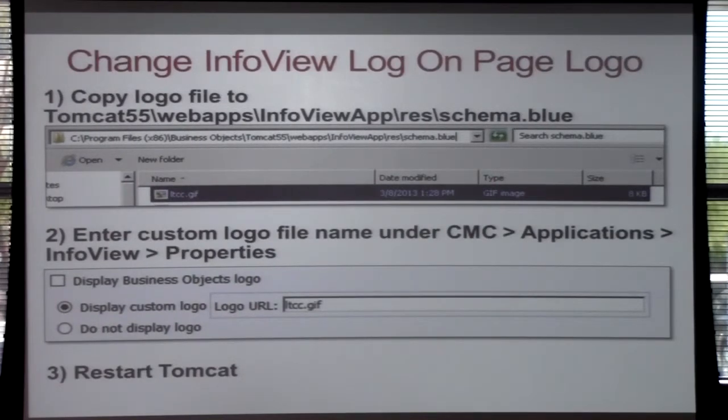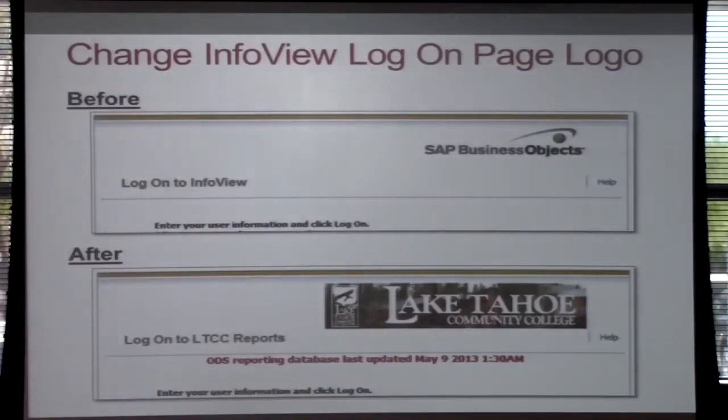So move the file into that location, change the file name in the CMC, and then this is what the before and after picture looks like. By default, you're going to get that SAP BO logo, which is shown at the top. And then once I made that change, our Lake Tahoe Community College logo showed up. Some of this other stuff, like the LTCC reports text shown there in red, I'm going to be getting to that in a little bit. But that's changing the logo.